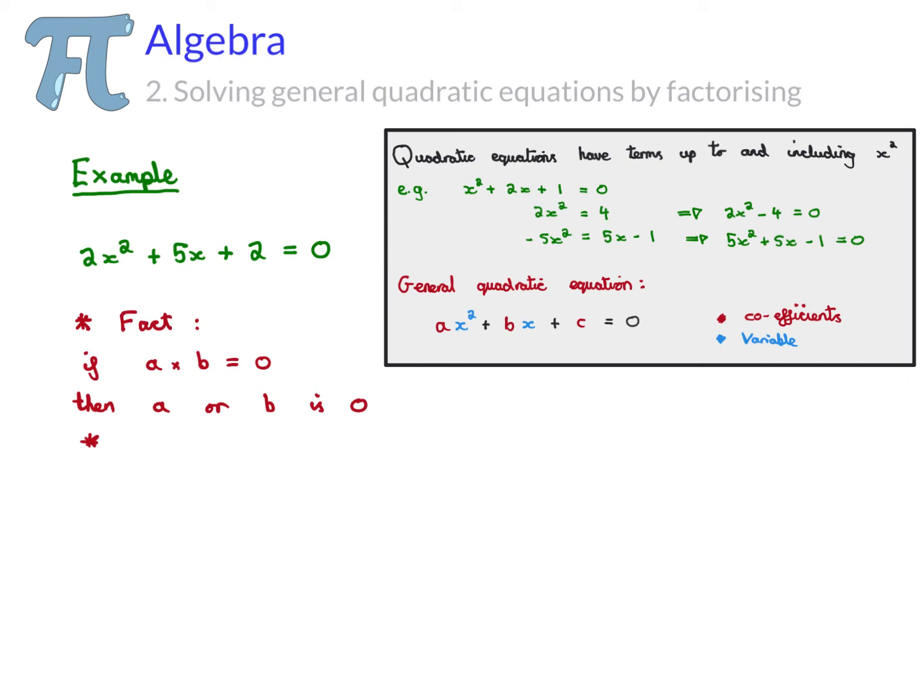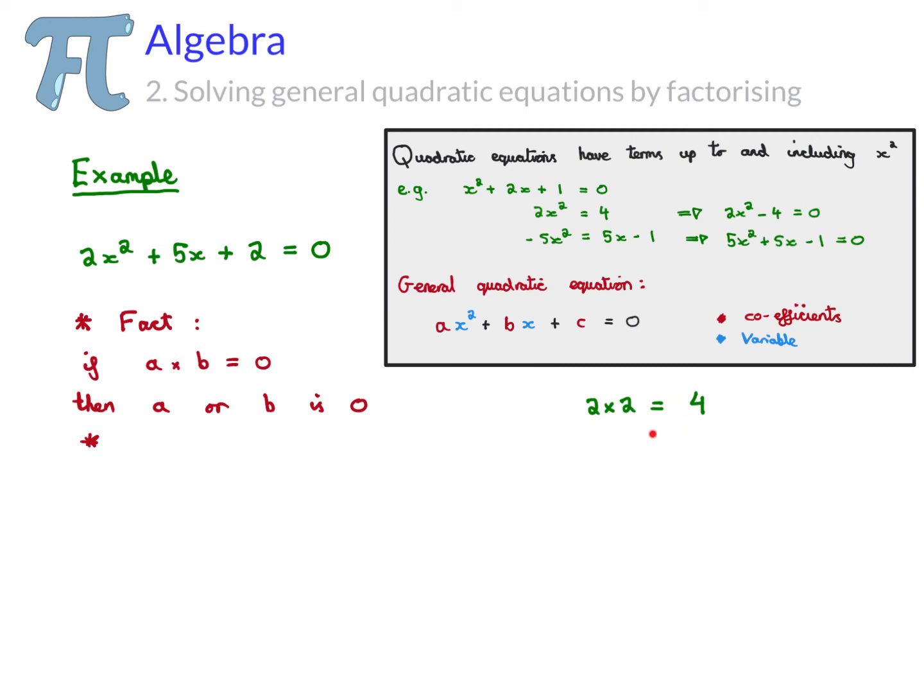Multiply together the first and the last numbers of the left-hand side, that is, the x squared coefficient and the constant term, and make a note of the result. For our example, this is 2 times 2, so it equals 4.